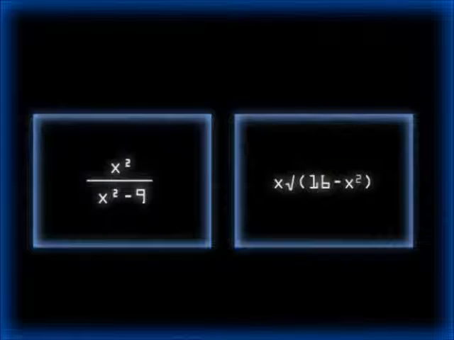So, let's try one, shall we? I'm going to give you two options to choose which one to do first. Here they are. The x squared over x squared minus 9. It's probably going to be the easiest one, considering the other one has the square root. So let's just pick that one. Okay, so x squared over x squared minus 9.